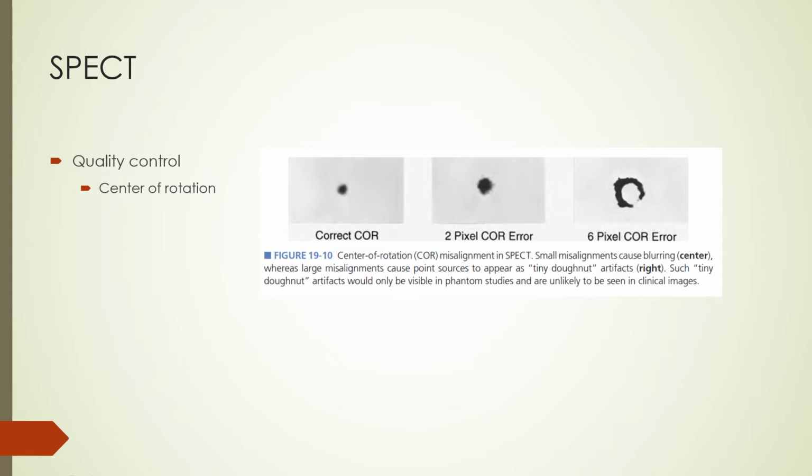To verify the center of rotation, a point source of activity is placed at the center of rotation and imaged from multiple views. In each view, the source will appear in an individual pixel. The pixel in which the source appears should be the same in views taken from different angles so that the image appears as a dot on the screen. If the center of rotation is slightly misaligned, the dot is blurred, and if the center of rotation is largely misaligned, the dot appears as a donut. The images here show the various levels of misalignment.